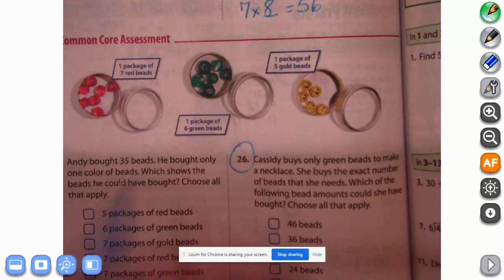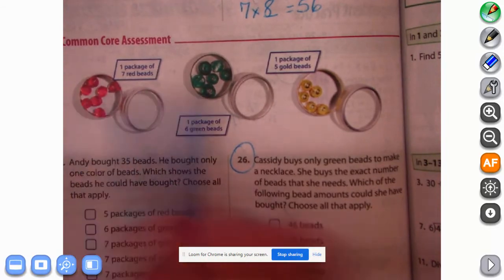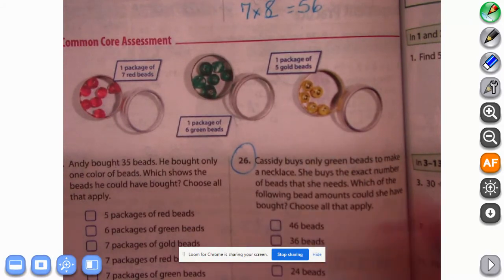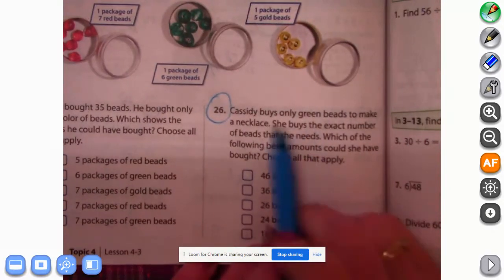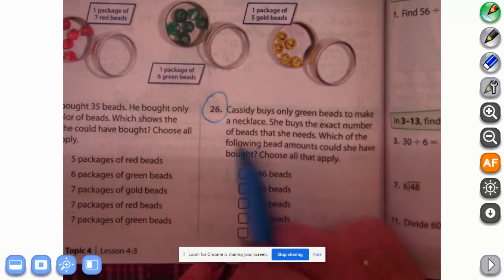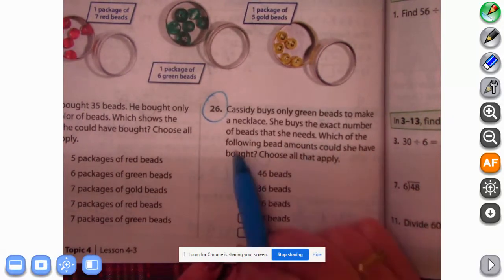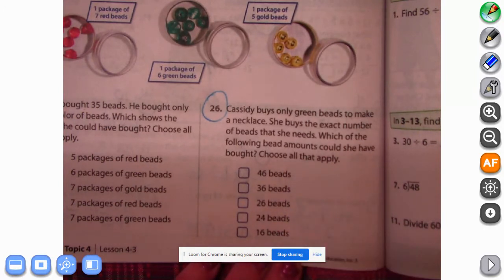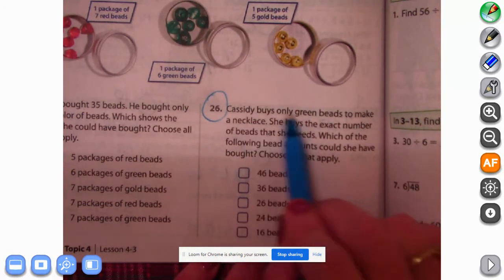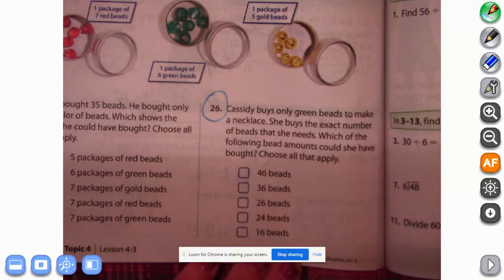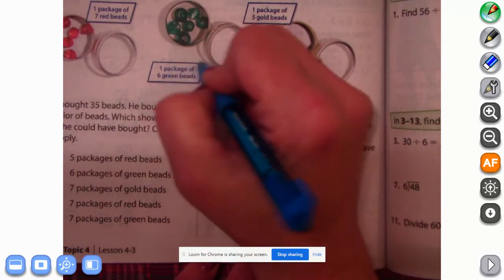Okay, go ahead and push pause if you need to. All right, we're going to come down to number 26. So we're going to be using these beads. There's one package of 7 red beads, there's one package of 6 green beads, and there's one package of 5 gold beads. All right. Cassidy buys only green beads to make a necklace. She buys the exact number of beads that she needs. Which of the following bead amounts could she have bought? Choose all that apply. Okay, so she only buys green ones to make a necklace. She buys the exact number of beads that she needs. One package is 6 green beads.